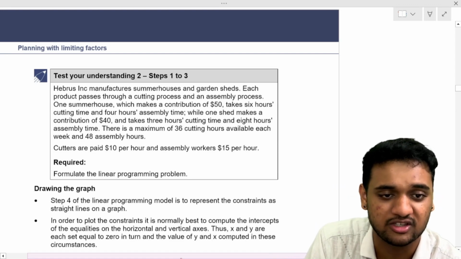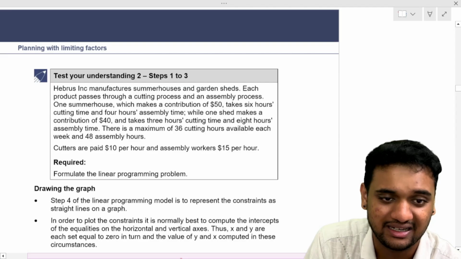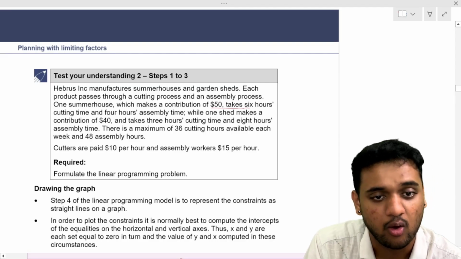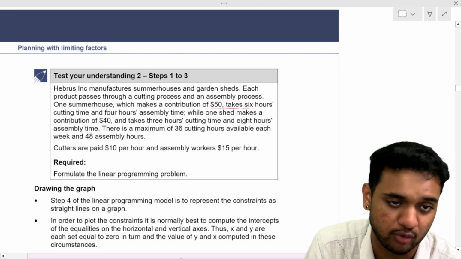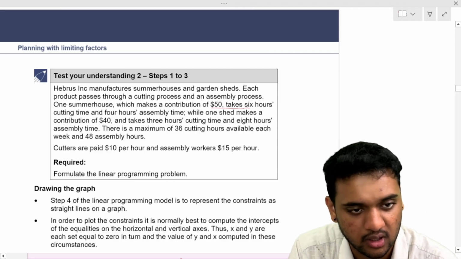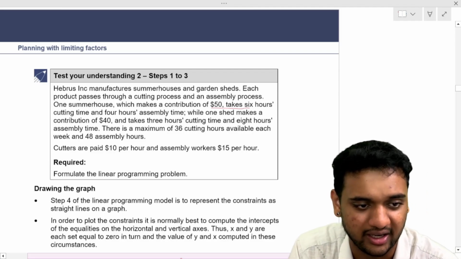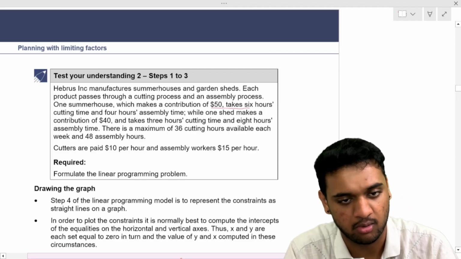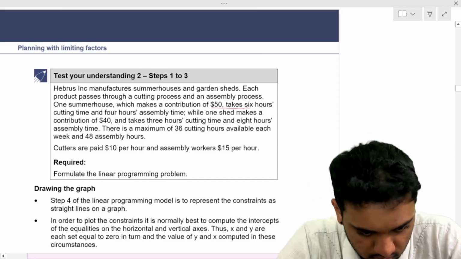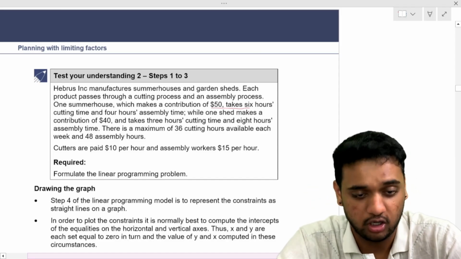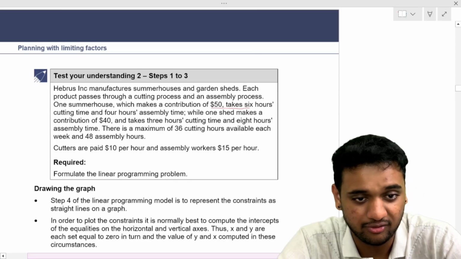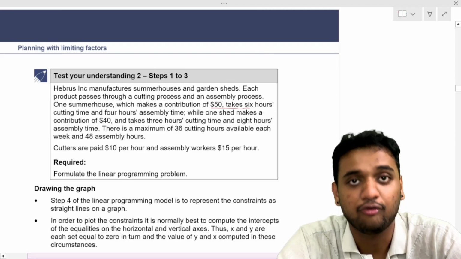One summer house, which makes a contribution of $50, takes 6 hours cutting time and 4 hours assembly time. While one shed makes a contribution of $40, takes 3 hours cutting time and 8 hours assembly time. 36 cutting hours are available, 40 assembly hours are available; whatever the payments to cutters and assembly, leave everything. What is the maximum contribution? 50x plus 40y.